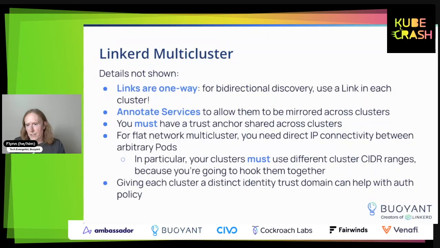Some details are not really shown in this diagram because it makes the diagram too messy, but I have talked about some. The first one is links are one way. This is okay because you can do a link in each cluster pointing in the other direction. So you can do this bidirectionally. But it is important: if you put in one link, you're not going to get it both directions. You'll only get it one direction.